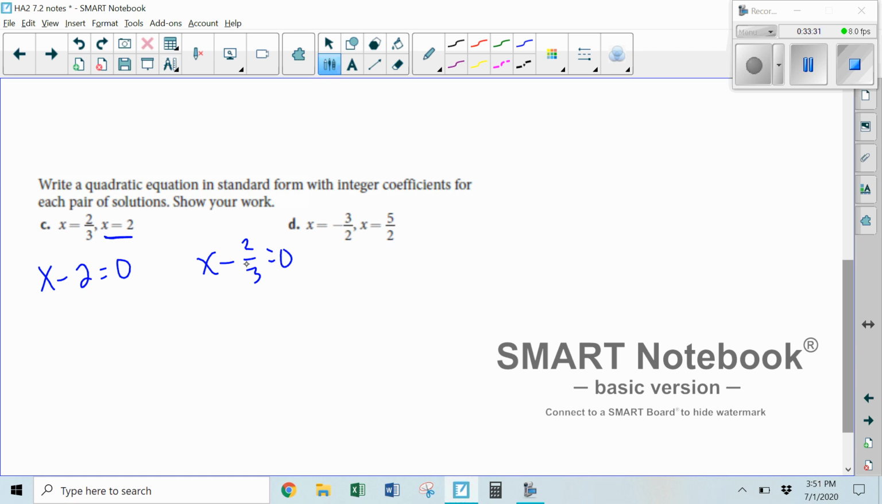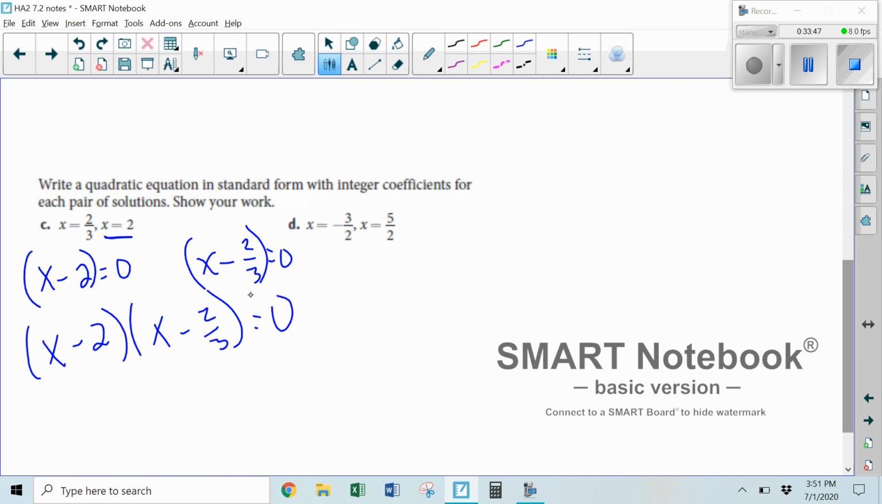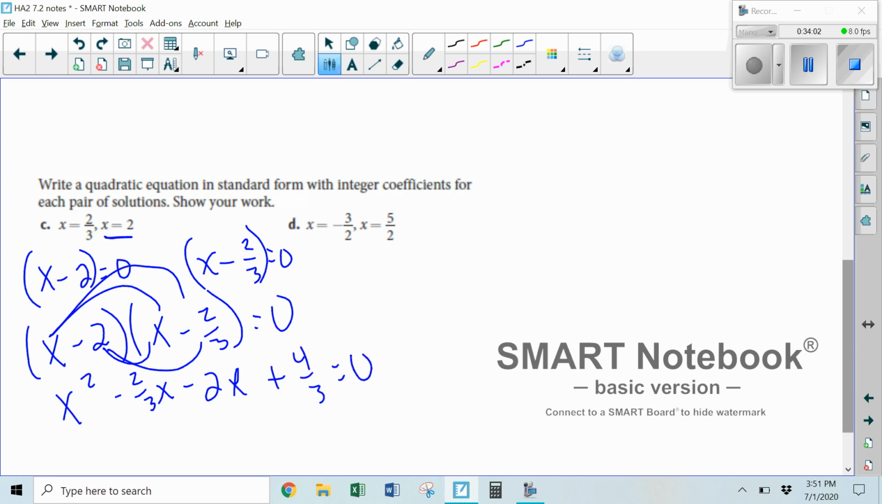Whatever your solutions are, you're going to put x minus. If it already has a negative, it turns into a positive. So that means these were my factors. So I'm going to write them next to each other because they were multiplied. Now I'm going to distribute that out. X squared minus 2/3 x minus 2x plus 4/3 equals 0.